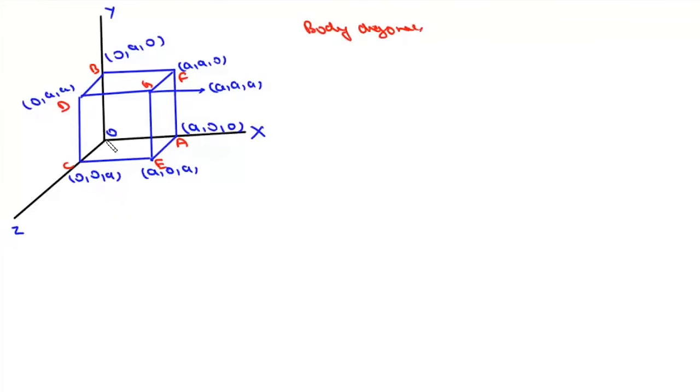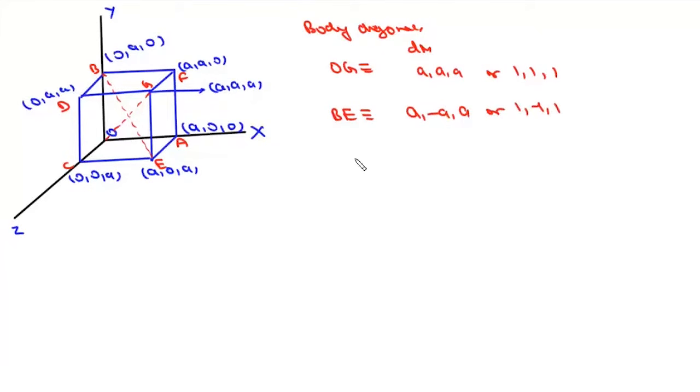So one of the body diagonals is OG. For this OG, the direction ratios are G minus O, so they'll be a, a, a, or we can write them as 1, 1, 1. Next, the diagonal is BE. This BE will be -a, a, a, or 1, -1, 1.